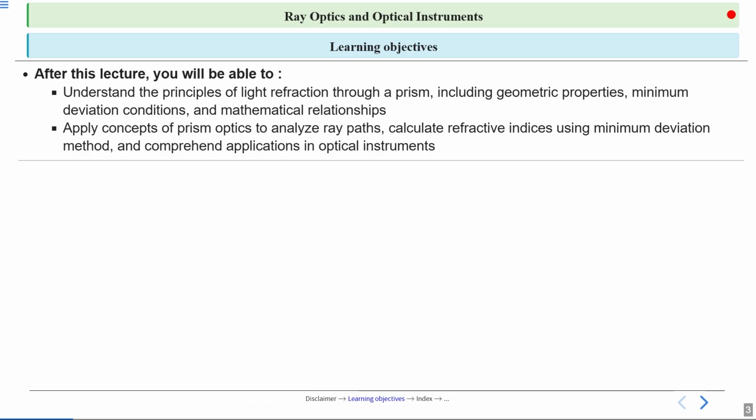Moving on to the second objective, we will apply these concepts to analyze ray paths and calculate refractive indices using the minimum deviation methods. This knowledge is not just theoretical, it has practical applications in designing and understanding optical instruments. By mastering this concept, you will be able to see how prisms are used in real world applications.